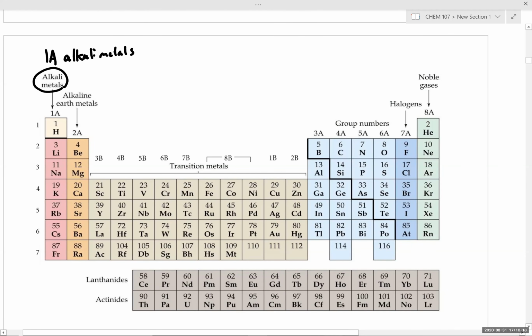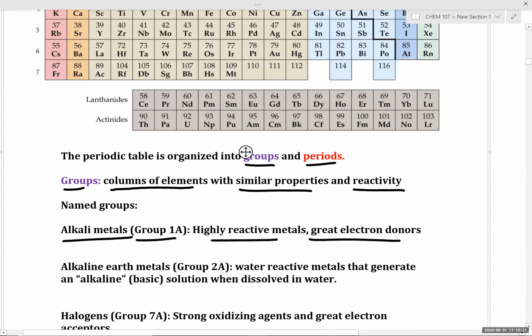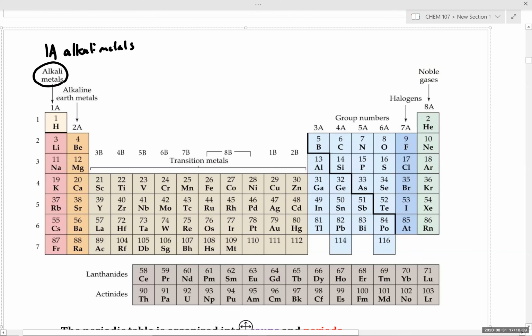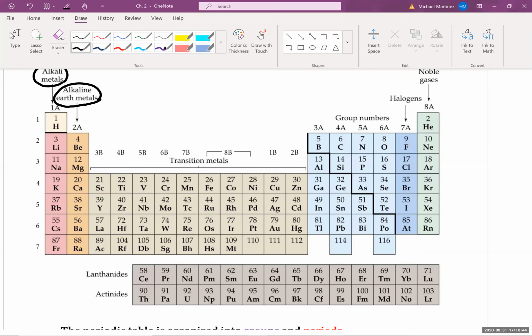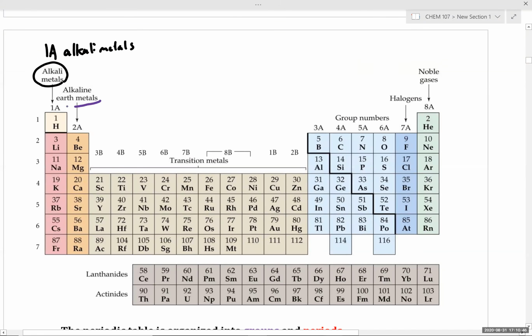Our 2A elements are known as alkaline, as in alkaline water, earth metals. These are your group 2A elements. These are water reactive metals that generate an alkaline solution when dissolved in water. So going to our periodic table, our 2A elements, let me use a different color for that just to distinguish them. Our 2A elements are known as alkaline earth metals.